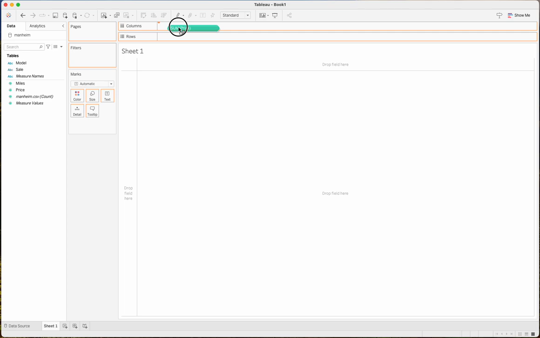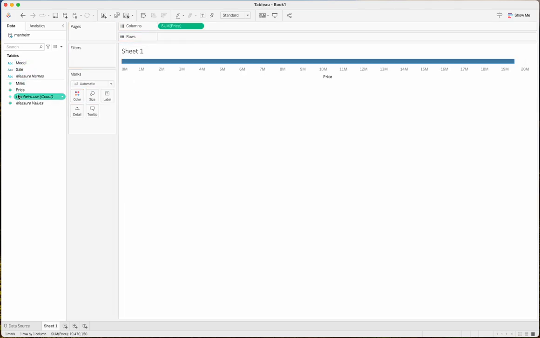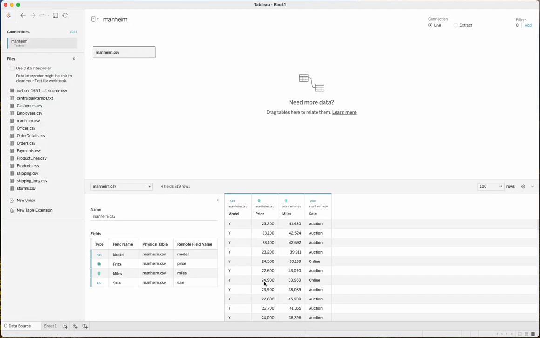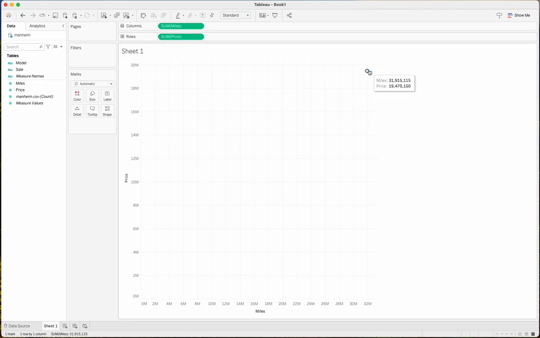We can do something pretty simple and straightforward. I'm going to take price and miles. Actually, I'm going to flip this. I want miles on the x-axis and price on the y-axis. So I'm going to flip the axes, and now I have price on the y-axis and miles on the x-axis. I want to start off by building a simple scatter plot of the observations between the price of the car and the miles of the car. We can see the sum of price and sum of miles displayed over here.